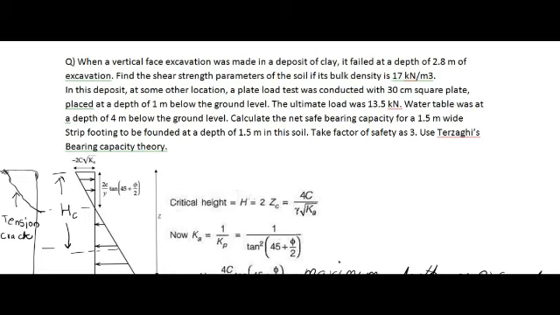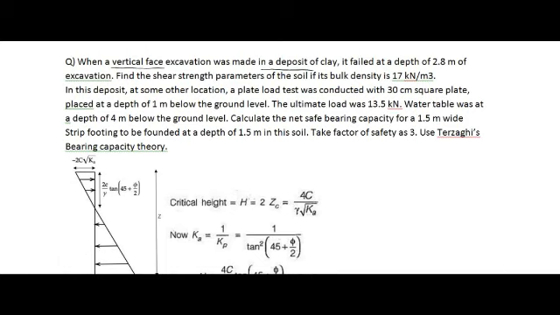In today's class we will see how to calculate the ultimate or the net safe bearing capacity of a given soil for this given problem. In this problem, when a vertical face excavation was made in a deposit of clay, it failed at a depth of 2.8 meter of excavation. Find the shear strength parameters of the soil if its bulk density is 17 kN per meter cube.